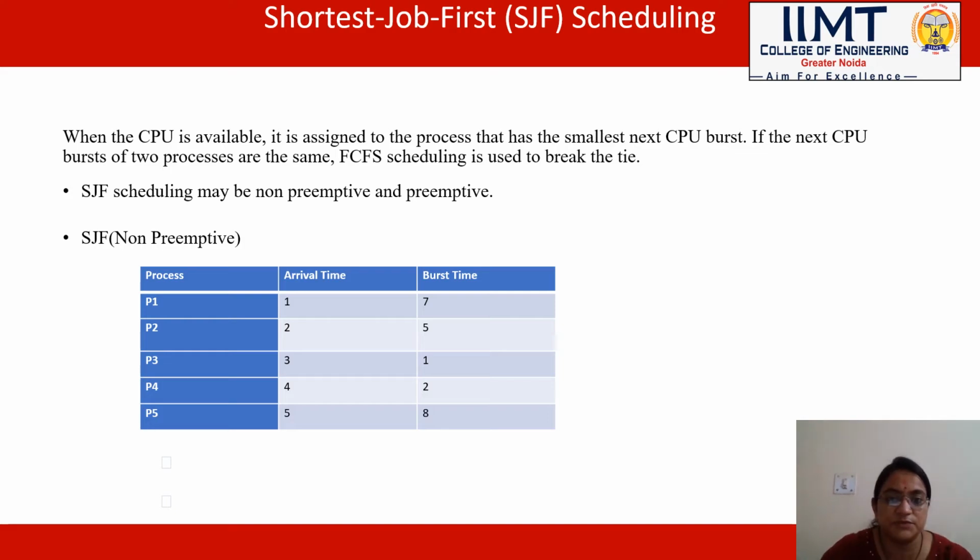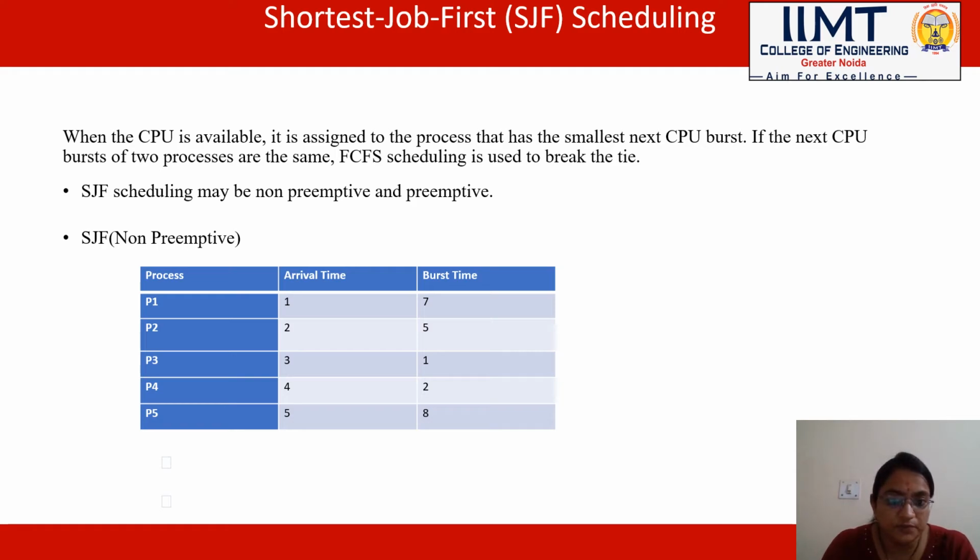Now, the second algorithm of CPU scheduling is the shortest job first scheduling algorithm. When the CPU is available, it is assigned to the process that has the smallest next CPU burst. If the next CPU bursts of two processes are the same, FCFS scheduling is used to break the tie. SJF scheduling may be non-preemptive or preemptive.